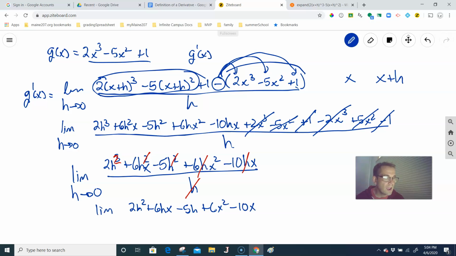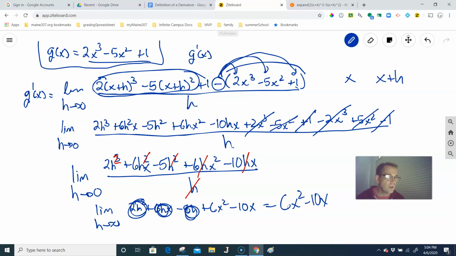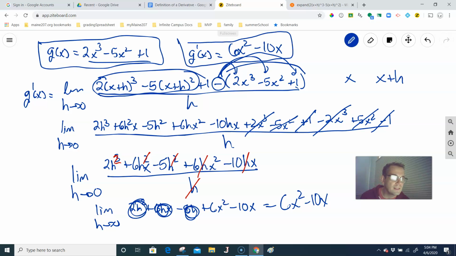And now I have something where I can plug in 0 for h. And when I do, this becomes 0, this becomes 0, this becomes 0, and we're left with 6x squared minus 10x, which tells me that if g of x equals 2x cubed minus 5x squared plus 1, its derivative is 6x squared minus 10x. And if you need further convincing, this is a function that will tell me the instantaneous rate of change for any x value I can think of.